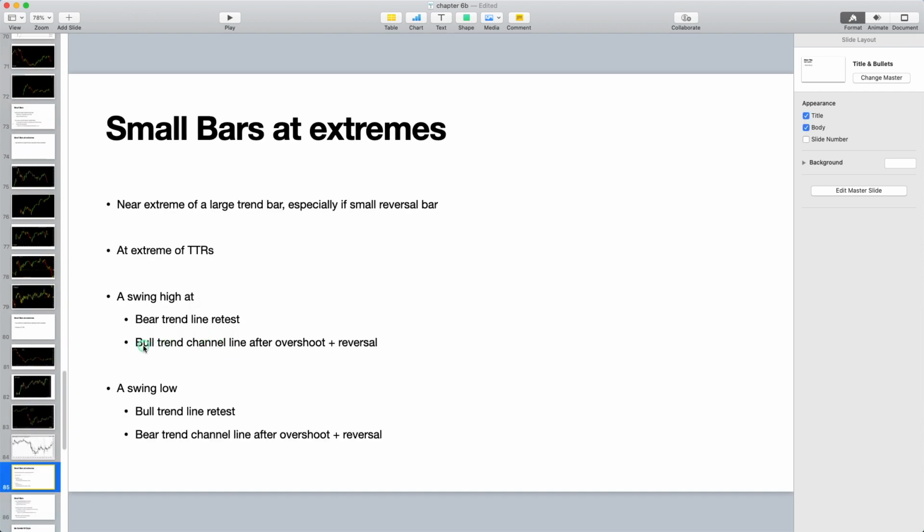And then the other example is a bull trend channel line overshoot and reversal. So when we have a bull channel and it overshoots and then reverses back into the channel, bears can sometimes use small bars as signal bars, betting that we get back to the opposite end of the channel. So for example here, we have a bull channel, a break above, and then a break back below, and then a two-legged move up to the trend line. If you have a small bar there, the context is good enough that bears can feel comfortable selling below a small bar. It doesn't have to be perfect because the context is very good. And the opposite is true for a swing low. It's either a bull trend line retest or a bear trend channel line overshoot and reversal.